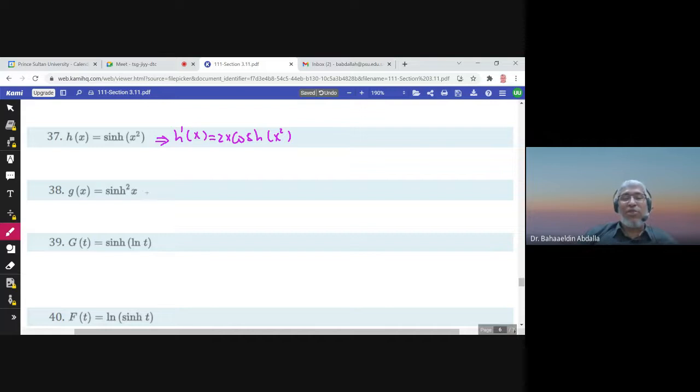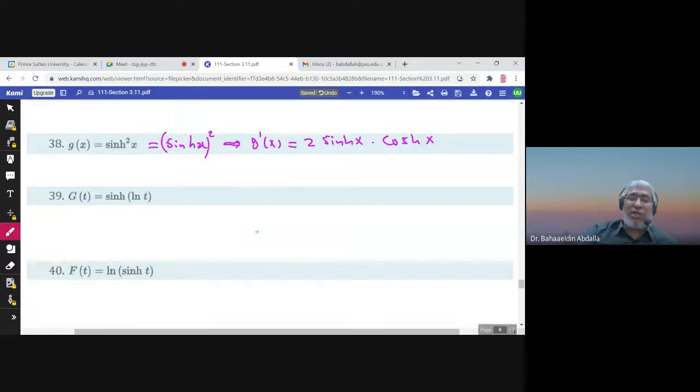Now remember, this is sinh to the power 2, or if you want, you can write it like this. It is exactly equal to this. So this helps you to remember that this is a chain rule. You have to find the derivative of the power function first, the outer function, which is 2 times sinh x to the power 1, and then times the derivative of what is inside parentheses, which is sinh. The derivative of sinh is cosh x.